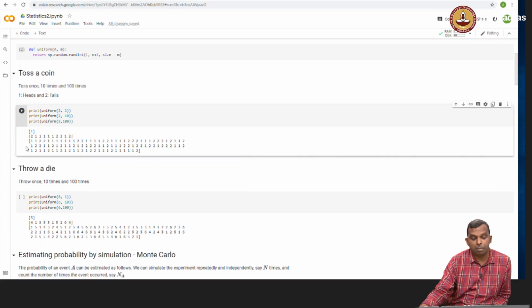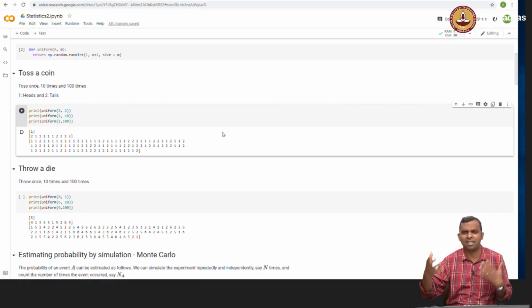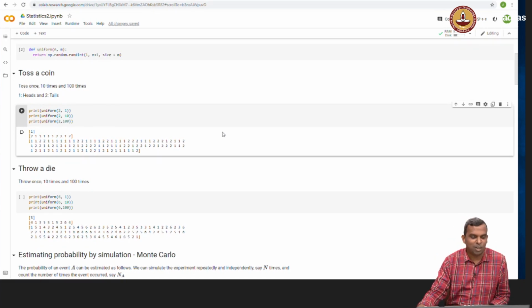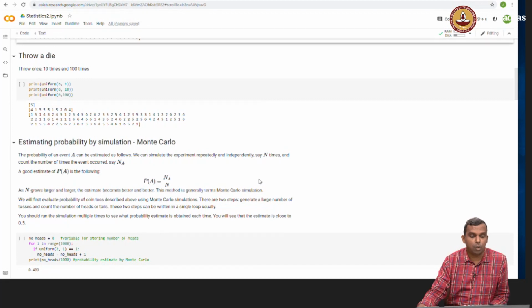Okay, so this is what I meant by saying I'm simulating an experiment. The tossing of a coin is getting simulated here inside this Python language in some way, and you're getting the output here. Hopefully that was clear. If you have this notebook with you, you can hit this button here and keep getting multiple iterations going. The next thing I want to do is throw a die.